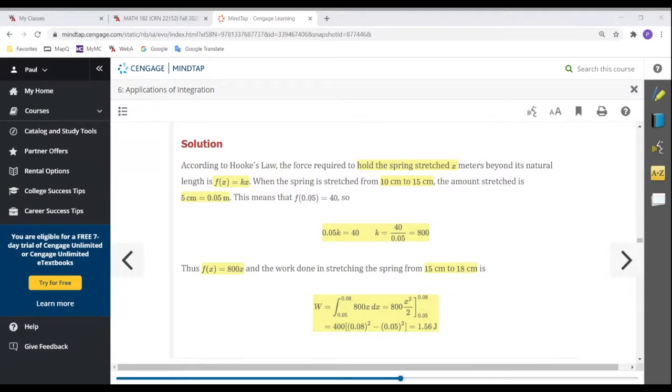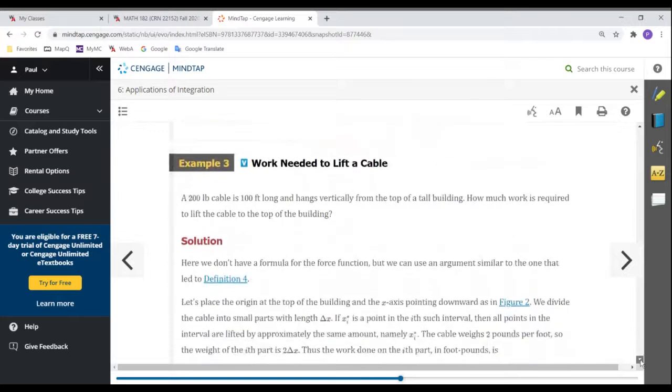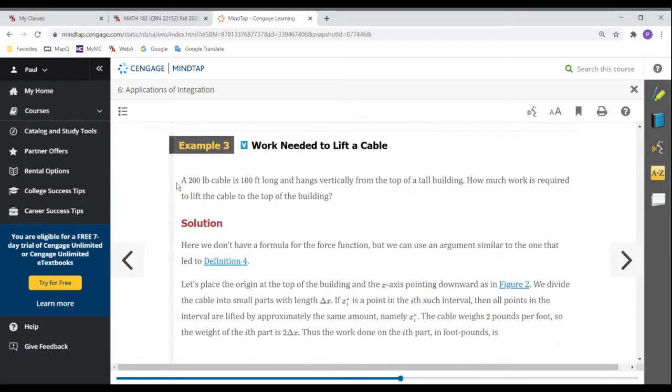All right, well then, let me move on to the next example, and then we're going to do some on our own. I have some examples that I'm going to have you take notes on, but I want to work a little bit with the book here. So example 3 deals with work needed to lift a cable. Take a moment to look at the example, and then we'll go over it.